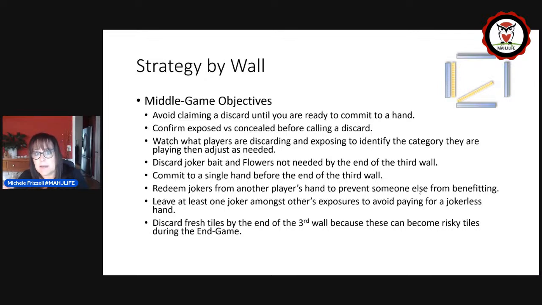Confirm whether you're playing an exposable hand or a concealed hand. So before your first exposure, make sure you're playing an exposable hand. That's the perfect time to look at the card, check the X and the C. Watch what other players are discarding and exposing to try to identify what category they're playing.